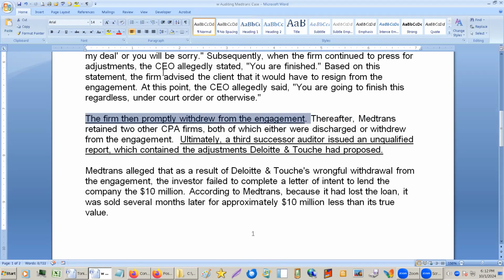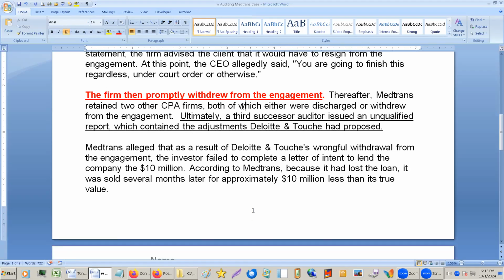Okay, so now they engaged two other audit firms, which were just started the third. So now they're on their fourth auditors. And they issued an unqualified opinion with the adjustments that Deloitte and Touche had made in the beginning.